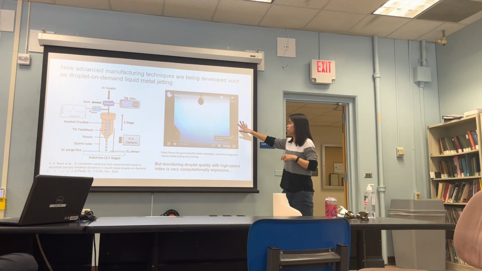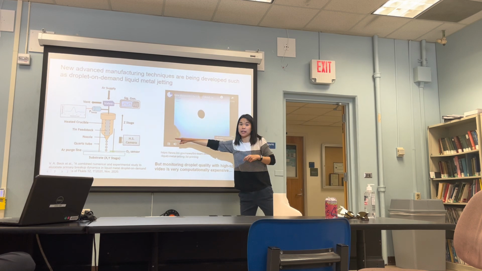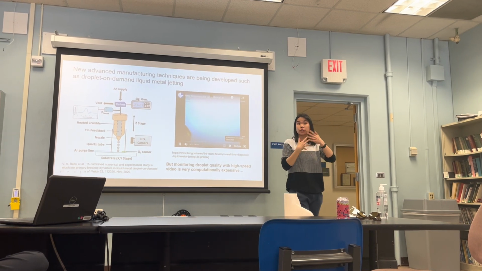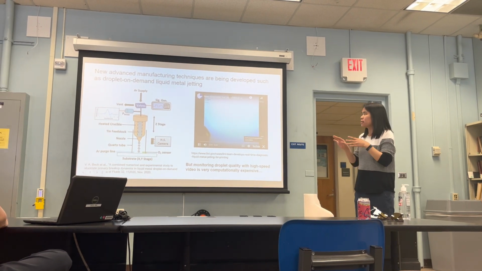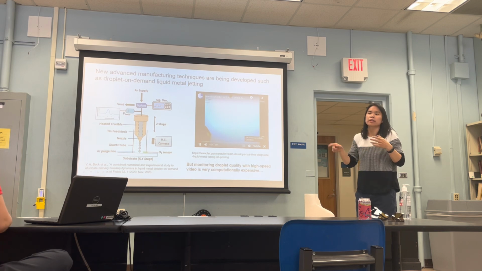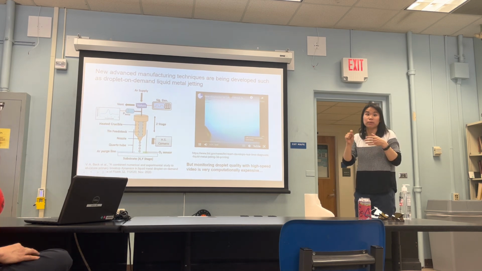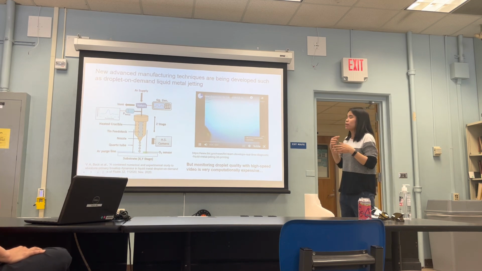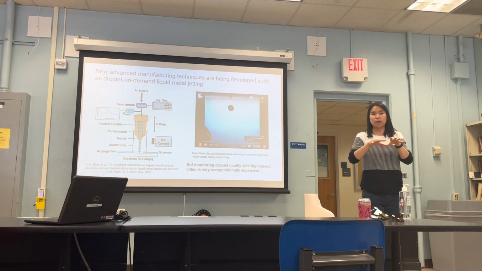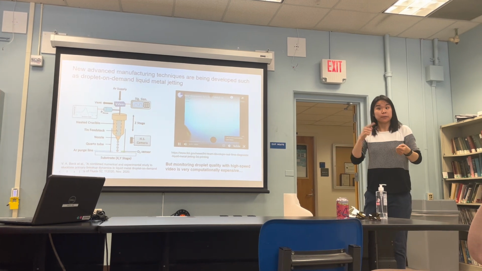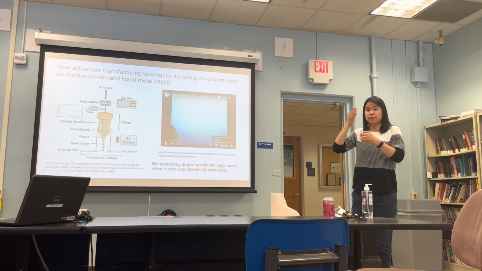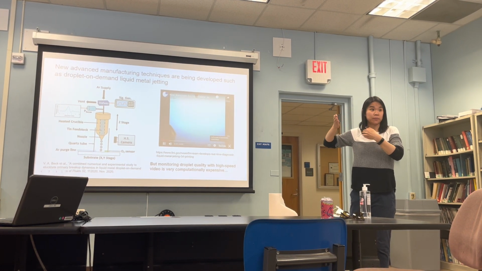So what this is showing here is using a high-speed camera to watch this during the whole time. But that's fine for someone in the lab who's just gonna jet a couple of droplets and then stop. But what if you're actually gonna build a complete part? That's a lot of video, especially because this is a very fast frame rate, right?